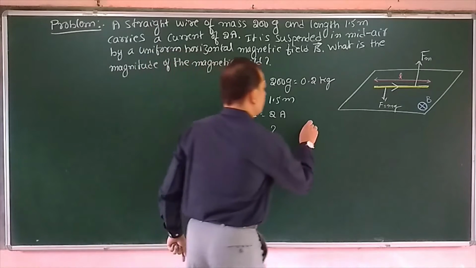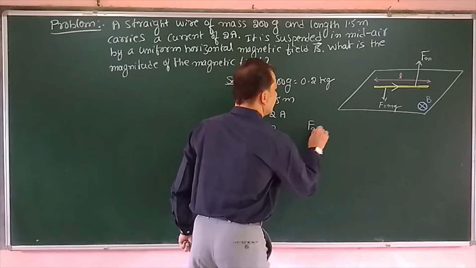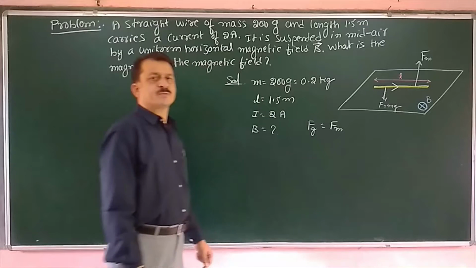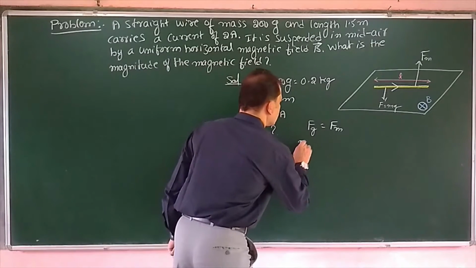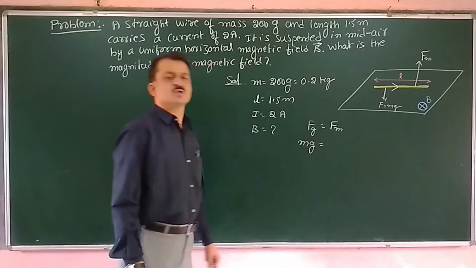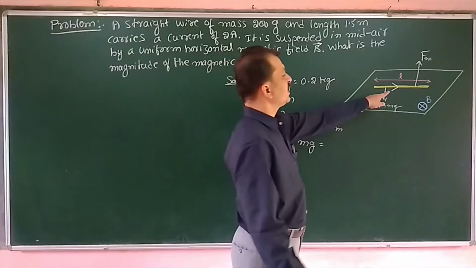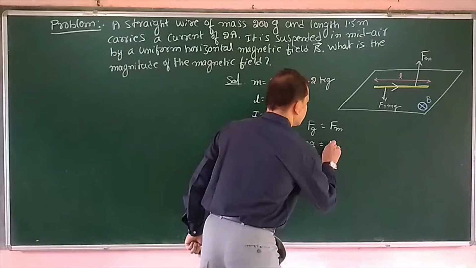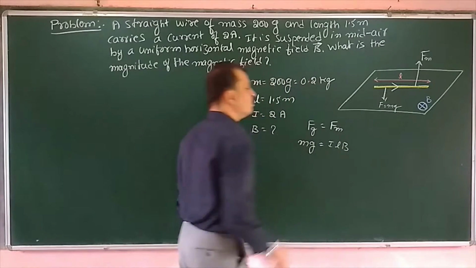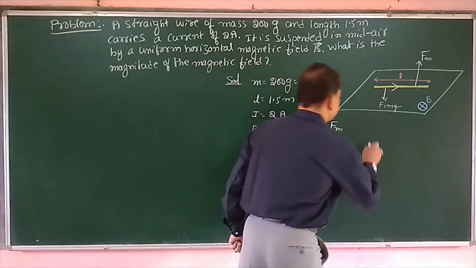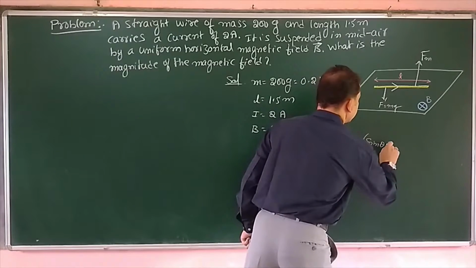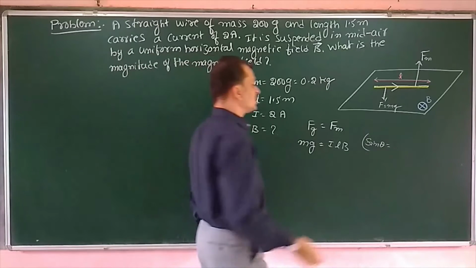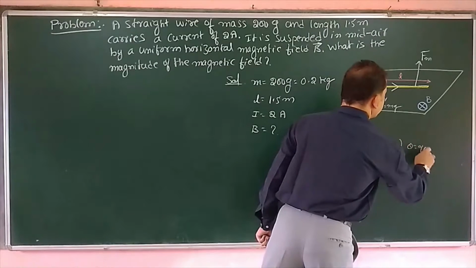Now at equilibrium we have the force due to gravity, that is weight. It should be equal to the magnetic force. Now force due to gravity is mass multiplied by the acceleration due to gravity. Since it is a current carrying conductor, the expression we have derived is ILB sin theta. Here the current and the field are mutually perpendicular to each other. Therefore theta is equal to 90 degrees.